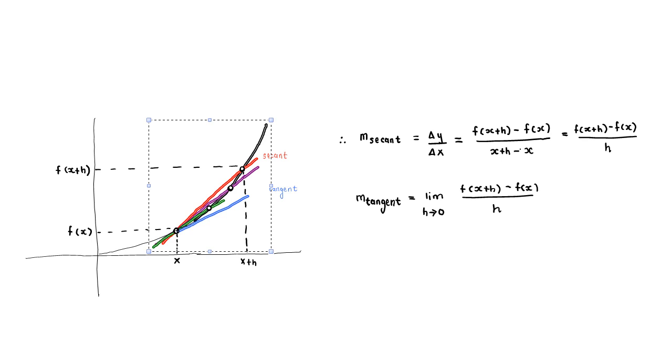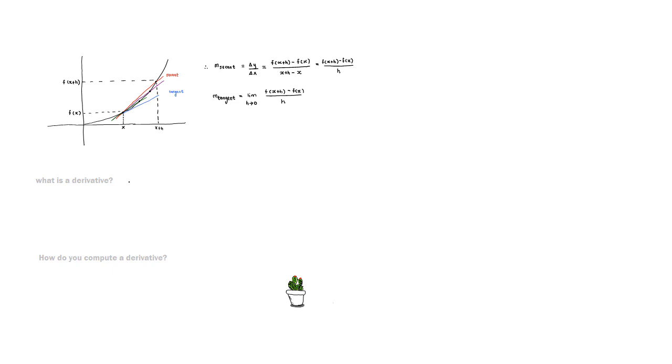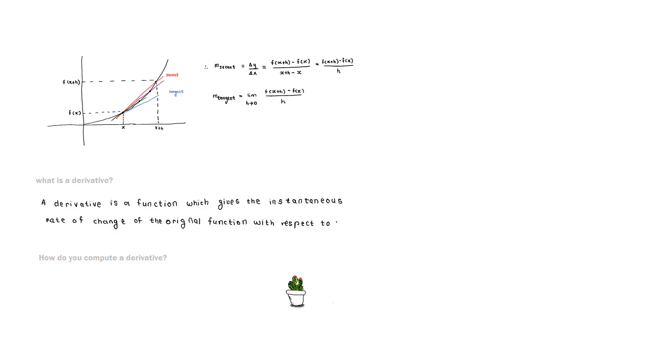When we do this, we are going to say that we are taking the derivative by first principle. So now there's just 3 key questions that we need to answer. This is going to be your takeaway from today's video. The first key question is, what is a derivative? We've defined this before. A derivative is a function which gives the instantaneous rate of change of our original function with respect to some variable.